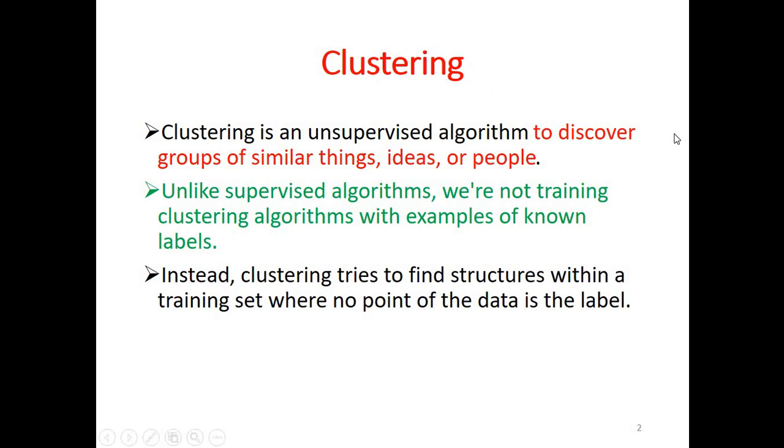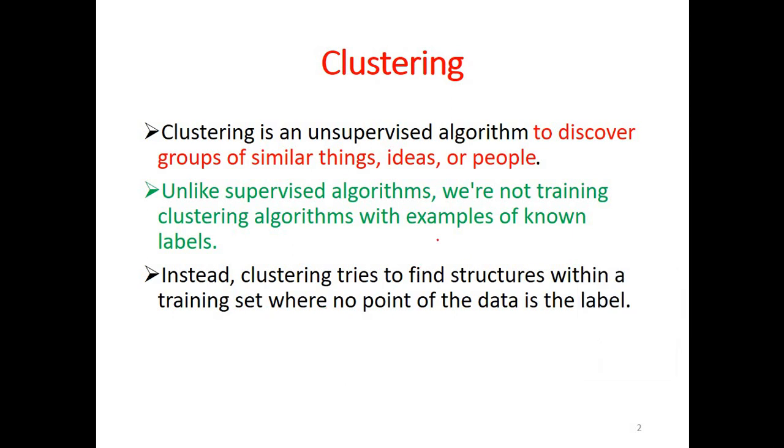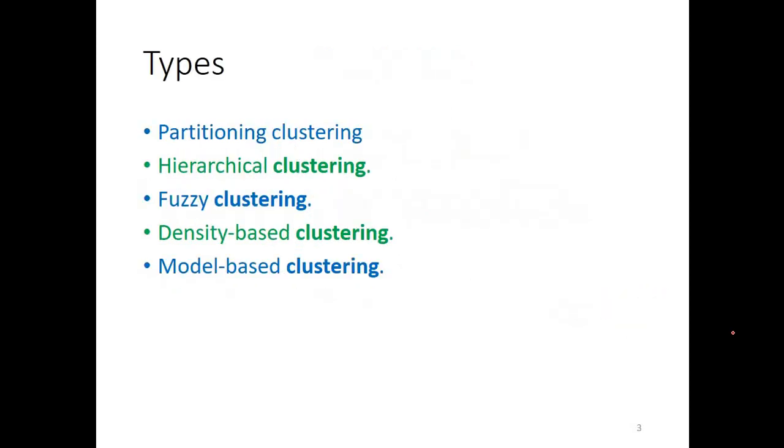So that means in clustering, we are going to use unlabeled data and we are going to find out groups of similar structures in the training set. And the points in the training set do not have any data labels. There are various types of clustering algorithms available: partitioning clustering, hierarchical clustering, fuzzy clustering, density-based clustering, model-based clustering. In this video, we are going to learn about the concept of the partitioning clustering methods.